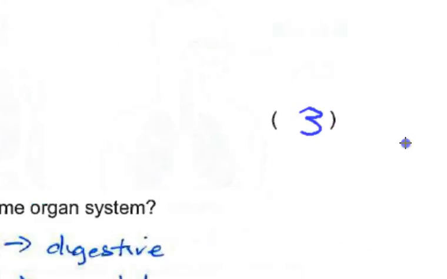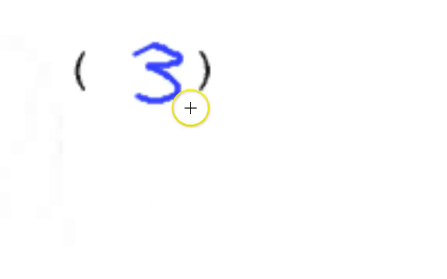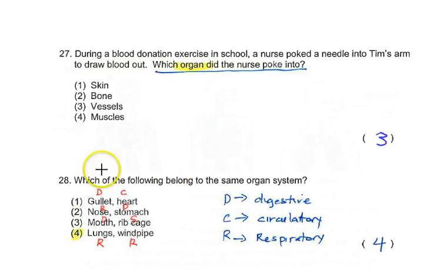All right, okay, let's get it back. Now, which of the following belong to the same group? Okay, so I have here D means digestive, C circulatory, R is respiratory. So if both have the same letter, then it is the correct one. Okay, so 4 is correct. It has respiratory, lungs, windpipe. Windpipe and lungs together form a system, the respiratory system. All right.